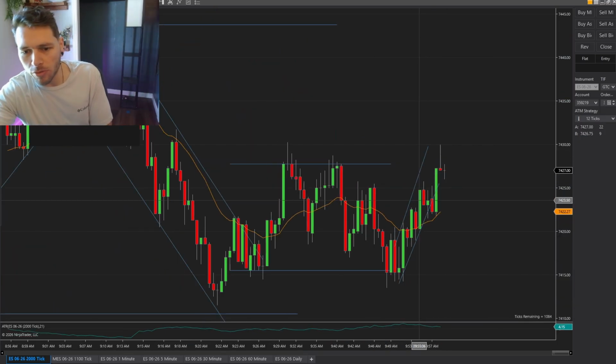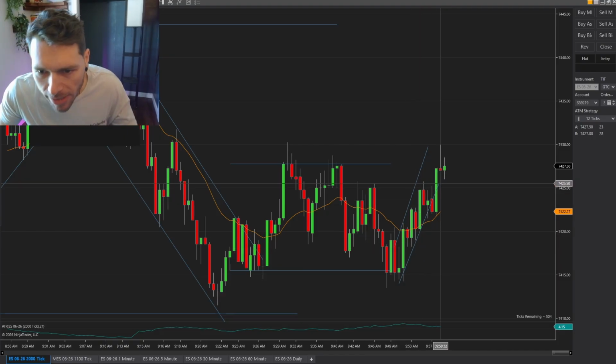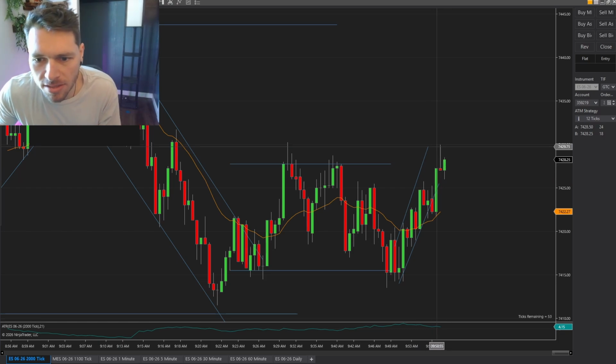But there's no real setup for me to enter. But I can look at it right now. We've got first entry short. Actually, I do like this, if we have to test this area one more time.